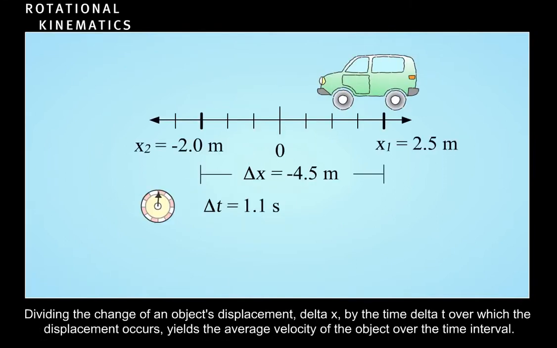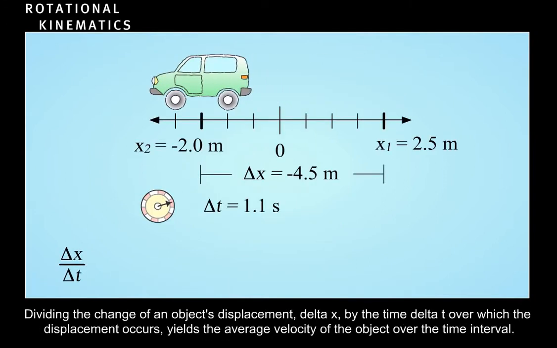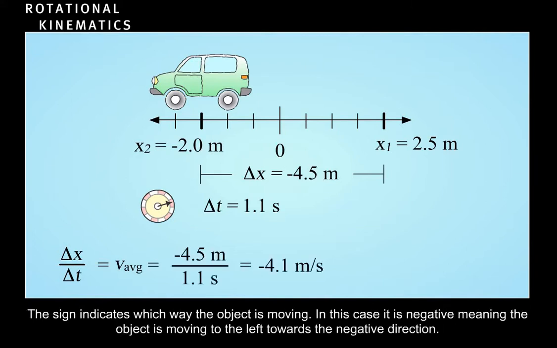Dividing the change of an object's displacement, delta x, by the time delta t over which the displacement occurs yields the average velocity of the object over that time interval. The sign indicates which way the object is moving. In this case, it is negative, meaning the object is moving to the left, towards the negative direction.